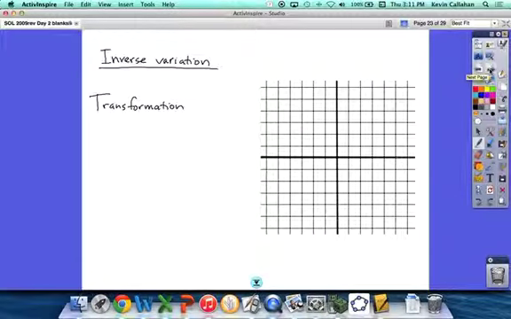Okay, and then the last kind of graph is this inverse variation. The inverse variation looks like a number divided by x. Okay, we'll call that the parent function. And it looks like this.